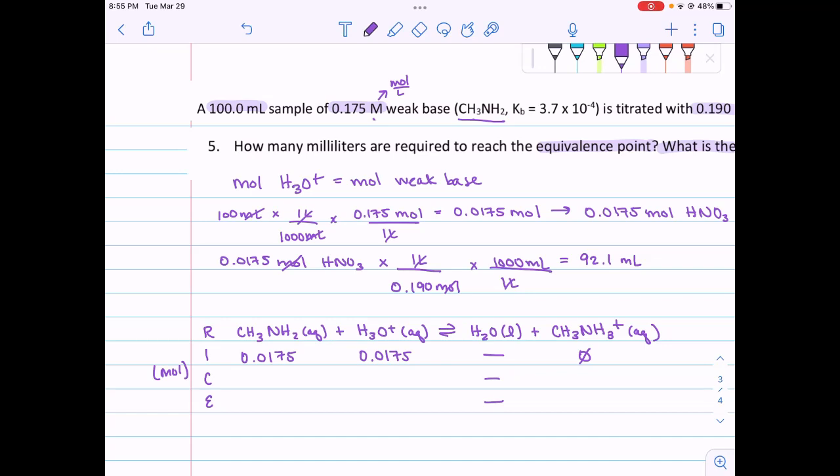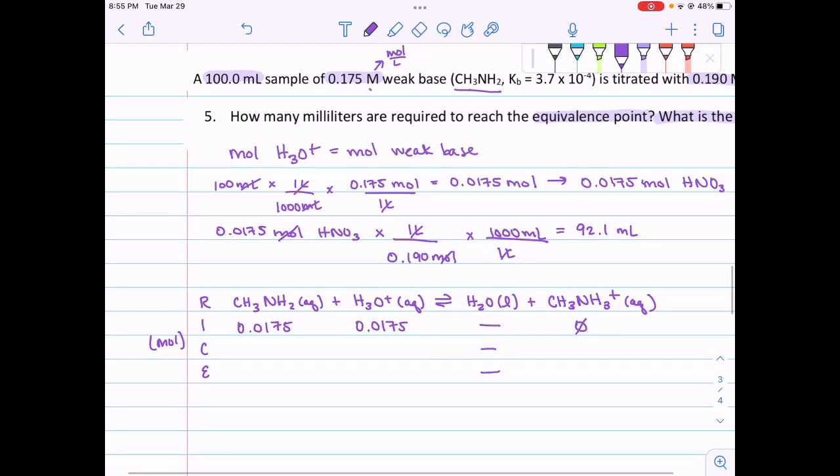Because there's no limiting reactant in this reaction, so we look at our reactants, we have equal amounts of both. Both of these will be completely used up. So this is going to be a complete neutralization. So we'll use up all the moles of both reactants, which gives us a change of 0.0175 moles on the other side. And this is going to leave us with 0.0175 moles of our conjugate acid in water. So that's all we're left with is conjugate acid in water.